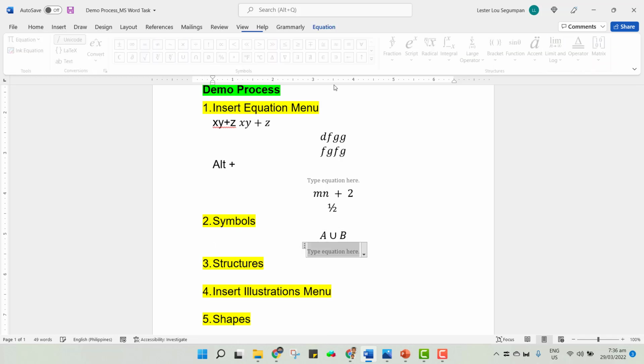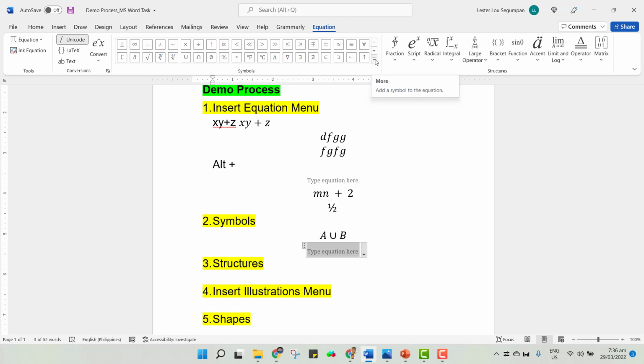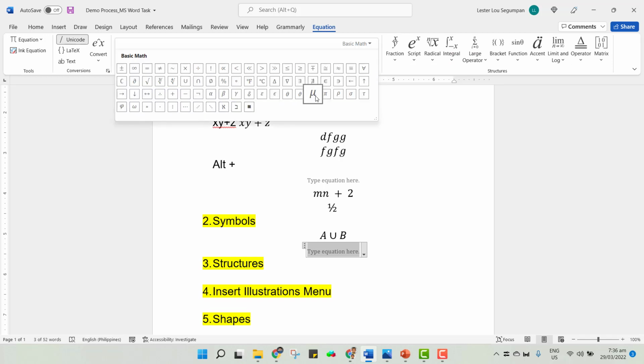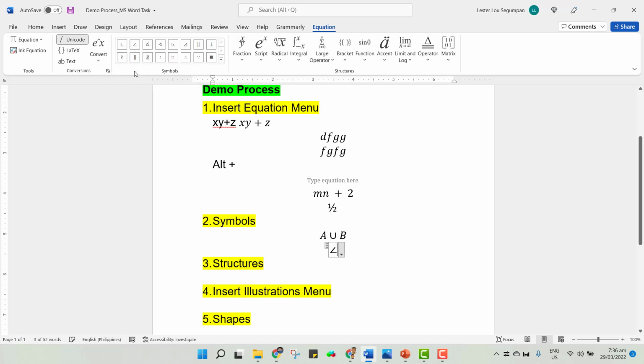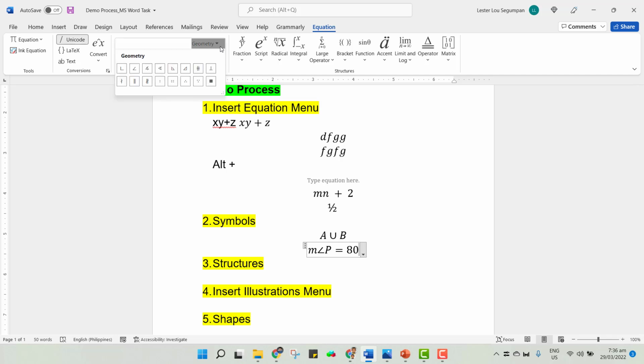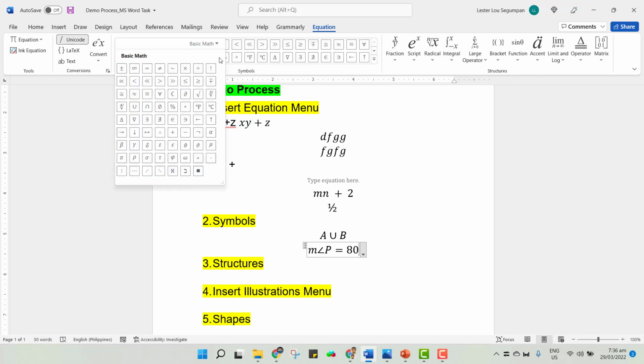You could also use here geometrical ones. So Alt plus again. Go to angle. Only the angle is in basic math. I'm going to go to geometry. So you have here angle. Let's say angle M or angle E is equal to 80 degrees, or let's say measurement. The measurement of angle P is equal to 80 degrees. You have here the symbol for the degrees. Go back to the basic math.